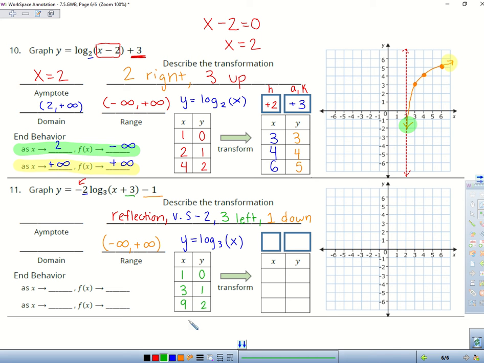Now here's the part that we want to be careful about. Before we do that, actually, what's my asymptote here? X equals negative 3. You set this equal to 0. Okay.